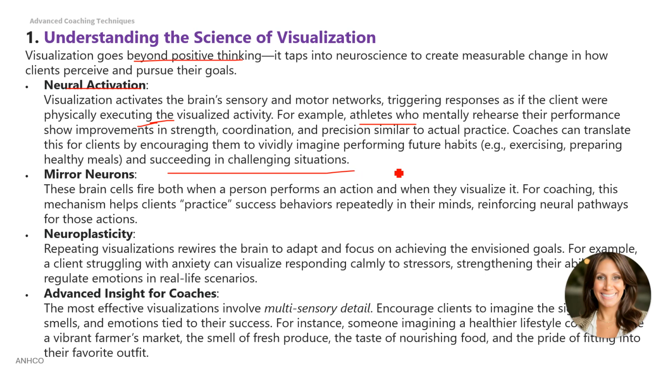Mirror neurons. These brain cells fire both when a person performs an action and when they visualize it. For coaching, this mechanism helps clients practice success behaviors repeatedly in their minds, reinforcing neural pathways for those actions. Neuroplasticity. Repeating visualizations rewires the brain to adapt and focus on achieving the envisioned goals. For example, a client struggling with anxiety can visualize responding calmly to stressors.